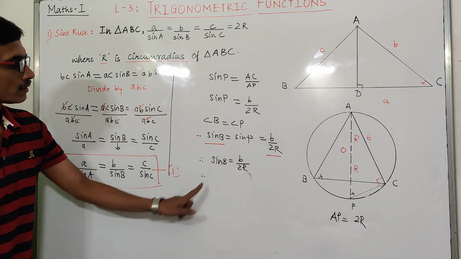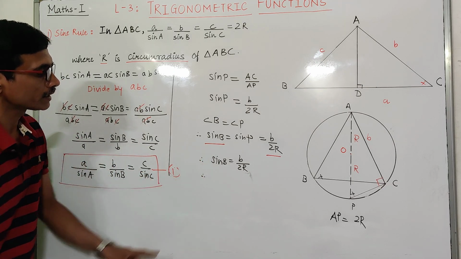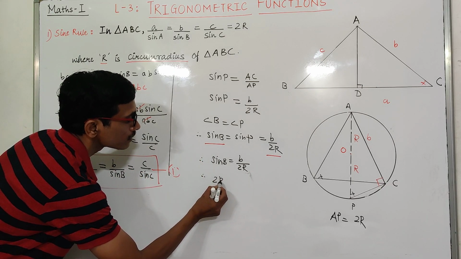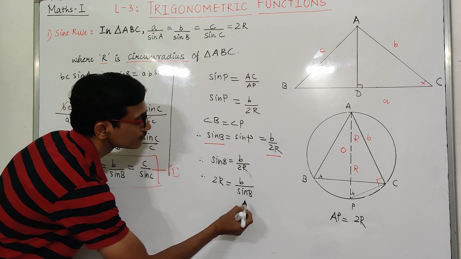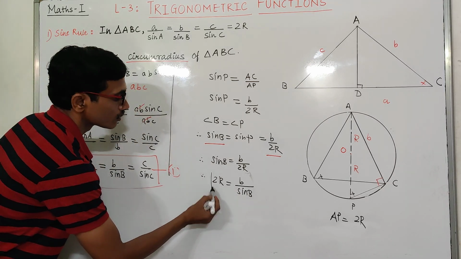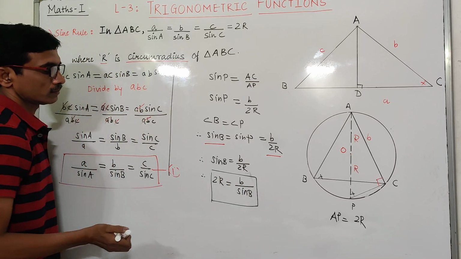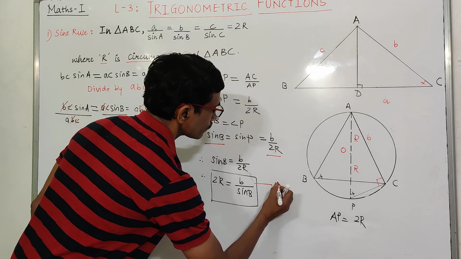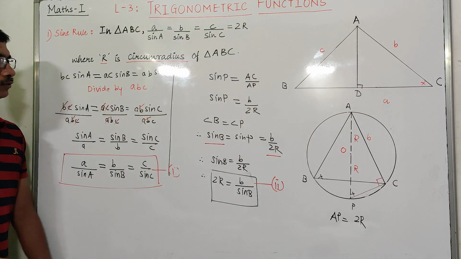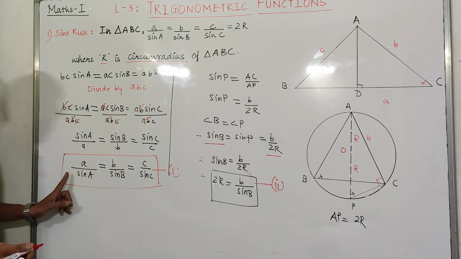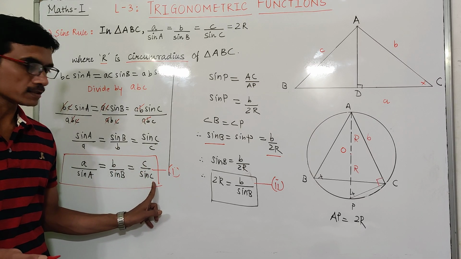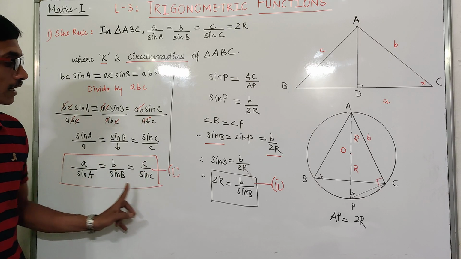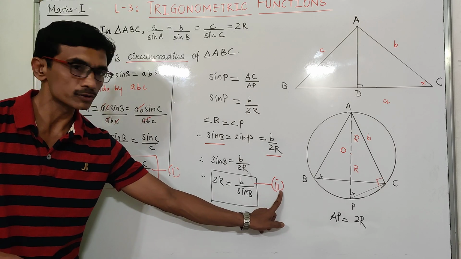So the sine B we take here and 2R we take here. So 2R is equal to b upon sine B. This we can denote by 2. Now look at 1 and 2. In 1 we said a upon sine A, b upon sine B and c upon sine C. So b upon sine B is equal to what? 2R. We have shown it in the second.